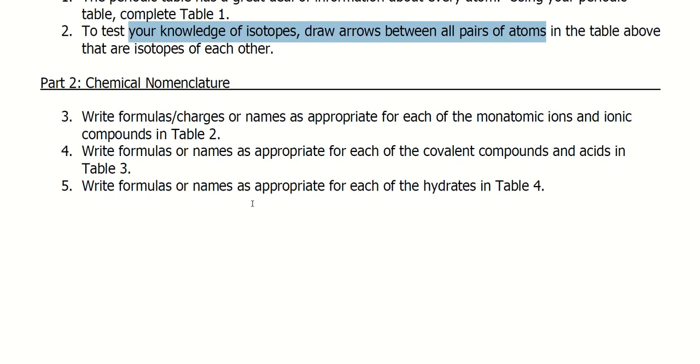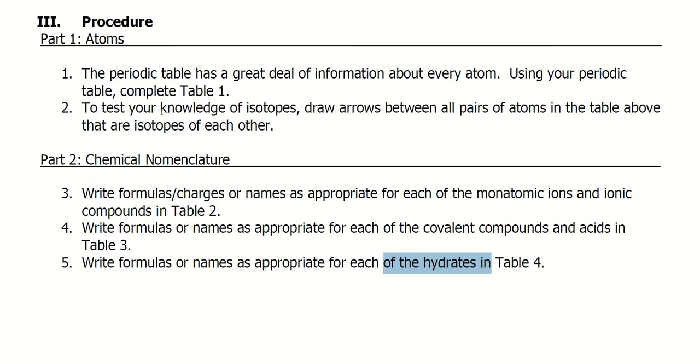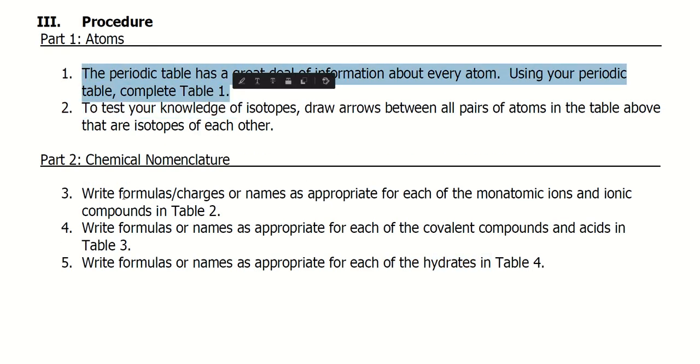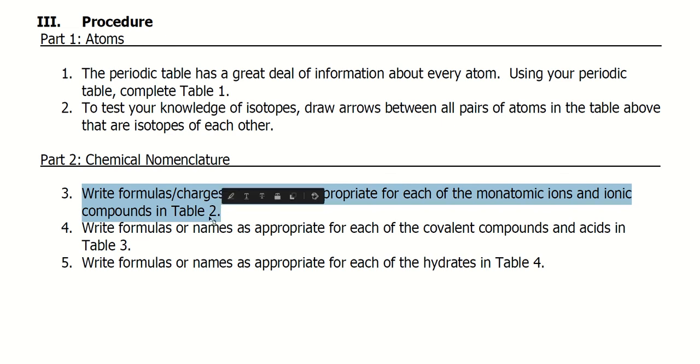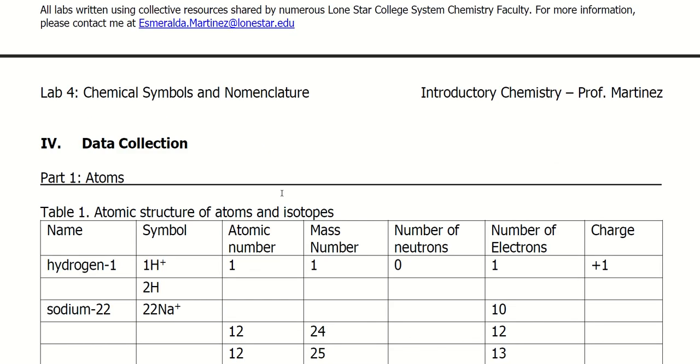Part 2, the nomenclature part, is similar to part 1, where you are going back and forth from information to chemical symbol. Here for nomenclature, you'll be going back and forth between formulas and names. You're going to do that for ionic, for covalent and acids, and then for hydrates. It kind of becomes intuitive once you complete a few here on table 1, and once you complete one of the first tables, in other words table 2 on part 2, you'll get the gist and hang of it. So let's go ahead and go to data collection.